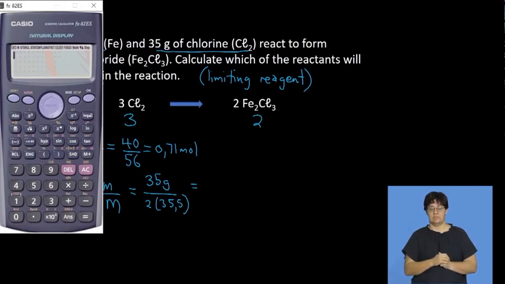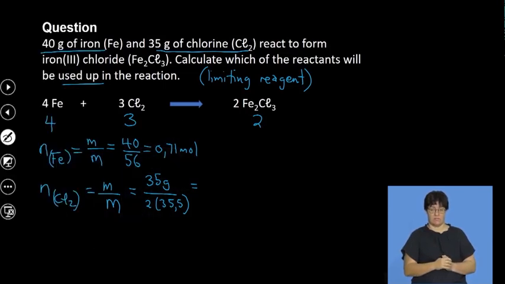We'll have 35 divided by 2 multiplied by 35.5. Right, close that bracket. This gives us a value of 0.49 moles. So there's 0.49 moles of chlorine. Now, let's ask ourselves an important question.